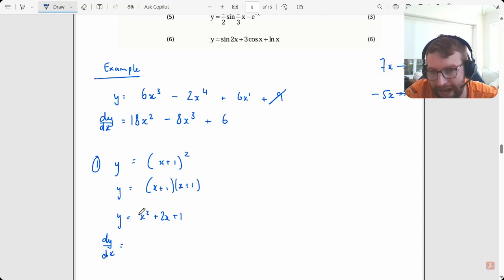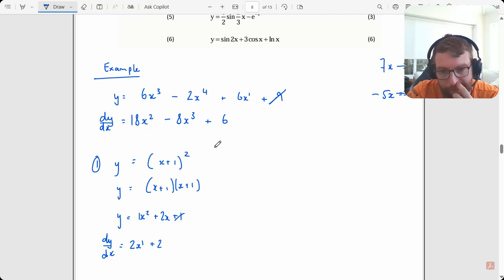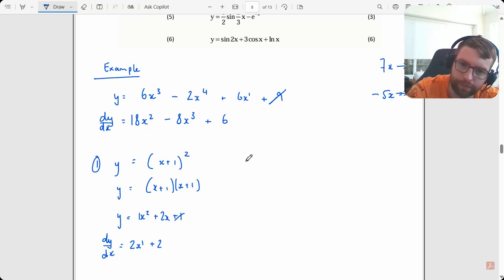So the 2 comes down. There's no number there, but actually it's a 1. So 2 comes down, so 2x to the power of 1 plus 2, and again the 1 goes to 0. Okay, so that's your first answer.